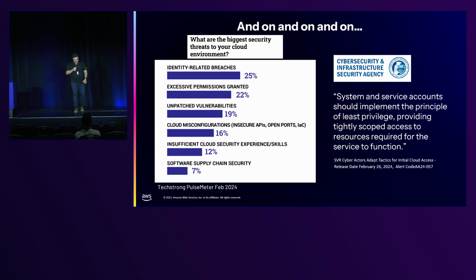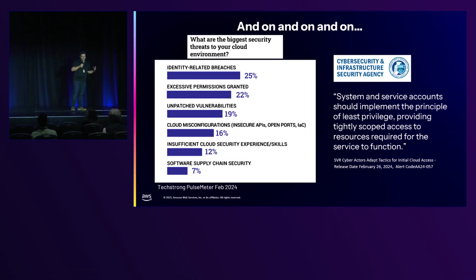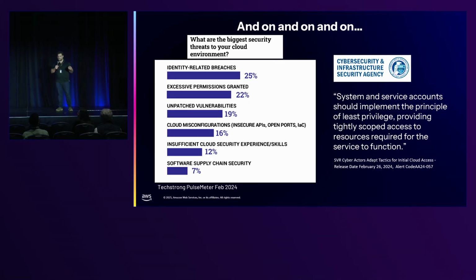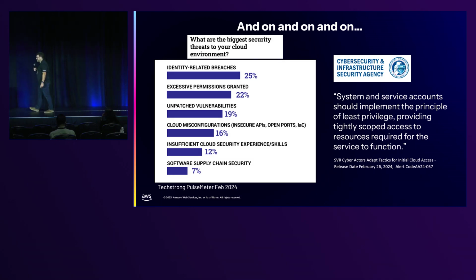And just some more data points, right? There's this TechStrong survey which asks security leaders what the biggest security threats to their cloud environment are, and the top two responses are identity focused: identity-related breaches and excessive permissions. CISA came out with an advisory last year. It said threat actors are changing the way they gain initial access by simply going after inactive and unused accounts. Because it's that easy.